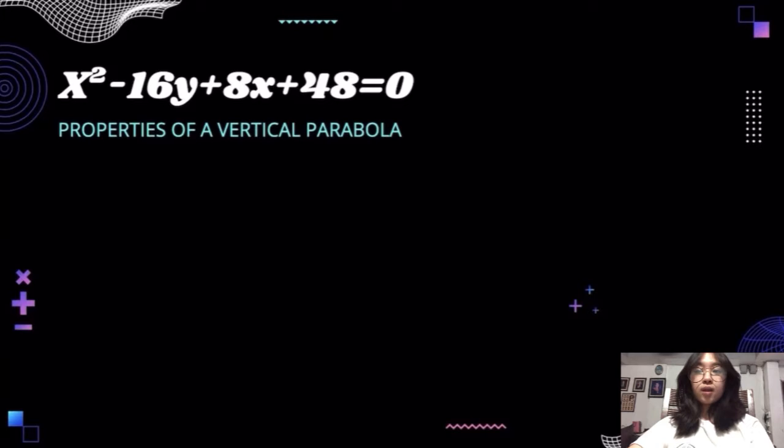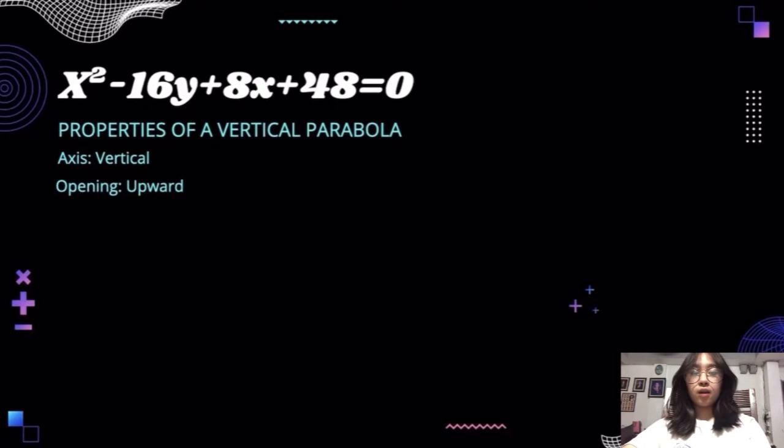The first one is the axis. The axis is vertical since this is a vertical parabola. The next one is the opening. The opening of a vertical parabola can only be upward or downward. And since the 16y is positive, our opening is upward. And if it is negative, the opening will be downward.